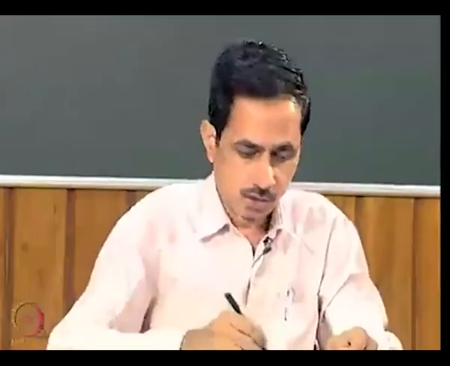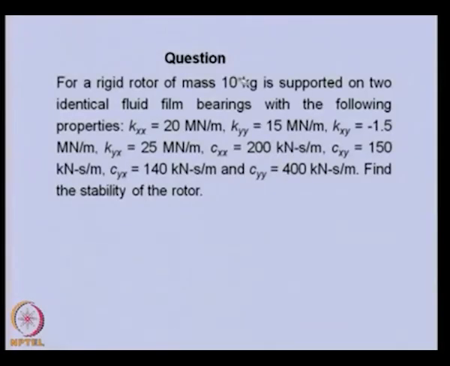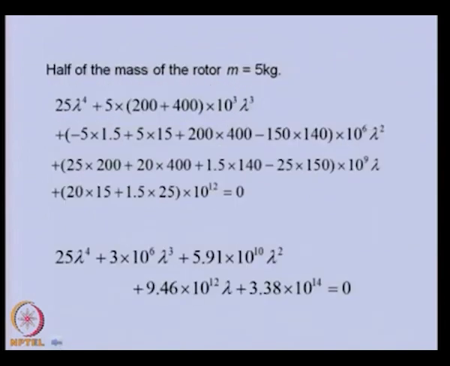Now, through a very simple example, let us see this Routh-Hurwitz criteria. In this case, we have taken a very simple rotor model of 10 kg supported on 2 identical bearings. The properties of the bearings are given here. We need to find out the stability of the rotor system. So, we can substitute all these parameters in the fourth degree polynomial which we obtained earlier for the rotor system. Substituting the various values of stiffness, damping and mass of the rotor, we get this polynomial having coefficients given like this. This is the fourth degree polynomial.